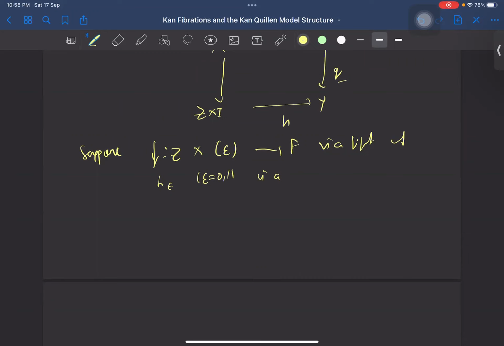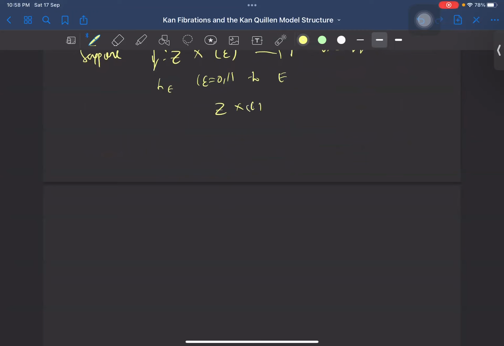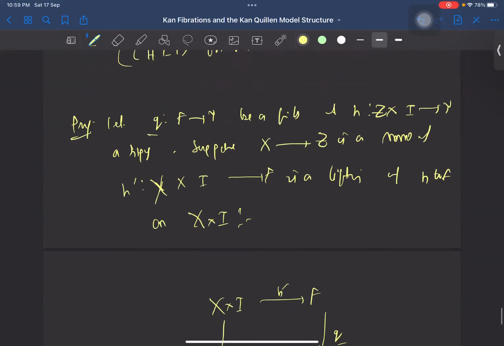Yeah, I think this is fine. If it's a lifting of HE, excuse me, to E, that is, yeah. So, drawing this again. Hope I don't mess this up. So remember, this was a map Q.